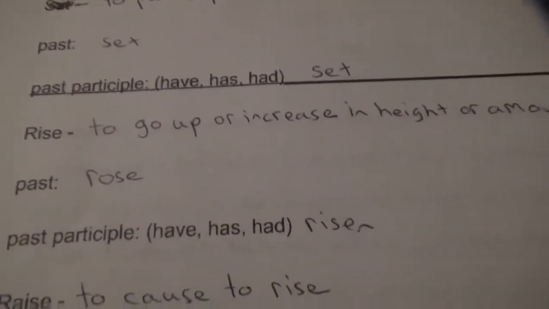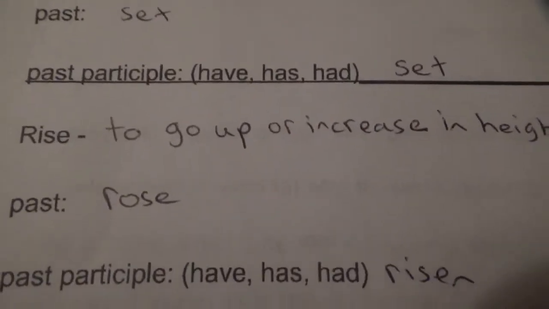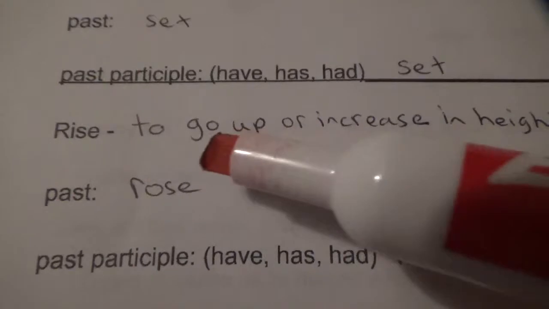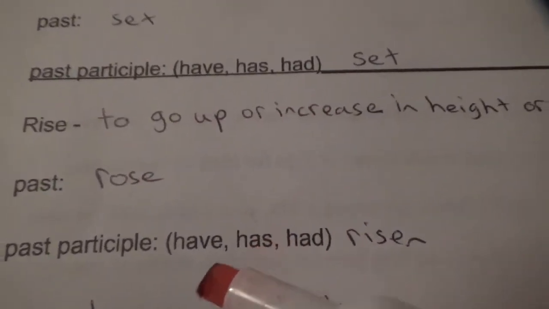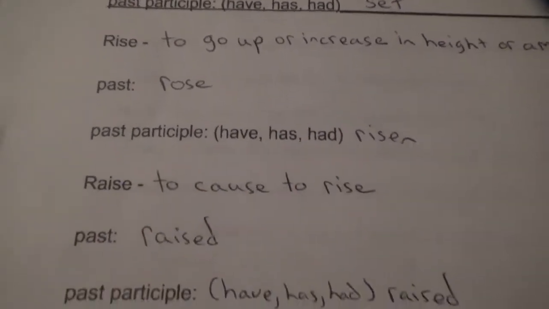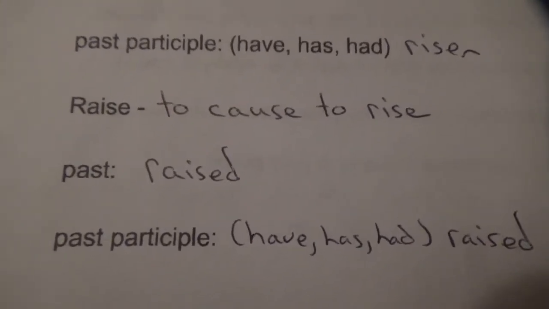And then rise means to go up or increase in height. The balloon will rise through the air. The balloon rose through the air. Past is rose, and the past participle is has, have, or had risen. The balloon had risen. And then raise means to cause to rise.